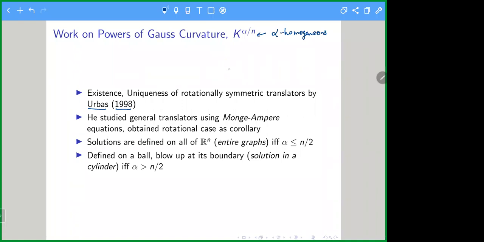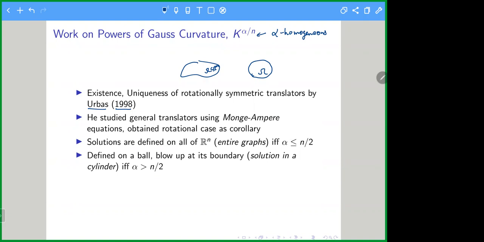He's able to take arbitrary domains omega in R^n and study the translator equation on these domains. The radial ones you get if you just insist that your omega be radially symmetric, then your solution also has the same symmetry. That's how he concluded that these things exist for powers of Gauss curvature as well. And so let me just talk about the ones with radial symmetry, because that's the one that I studied.